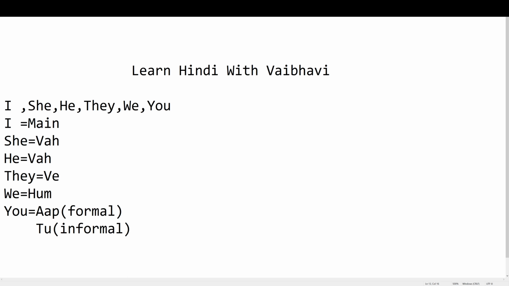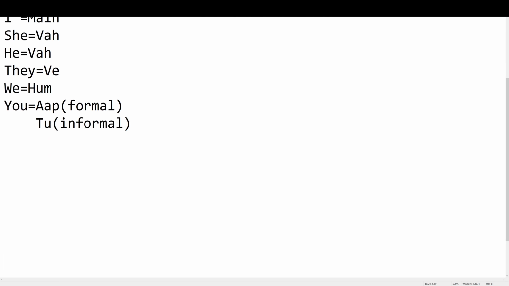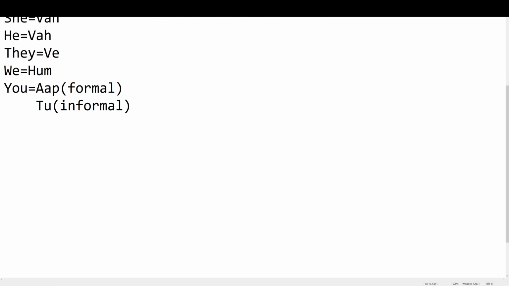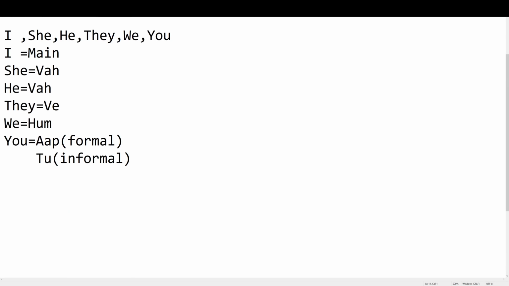So these are the subjects we are going to use in our Hindi sentence. मैं, वह, वे, हम, आप, तू. Okay, so let's get started. So let's take first example.